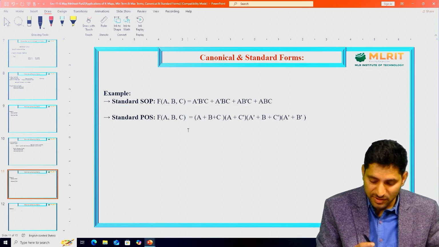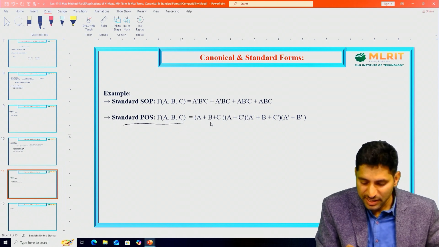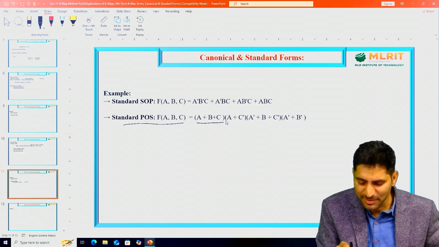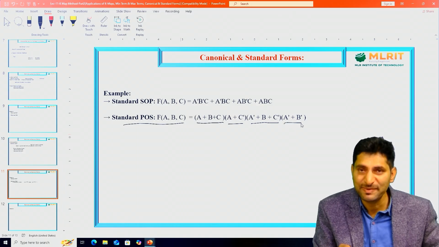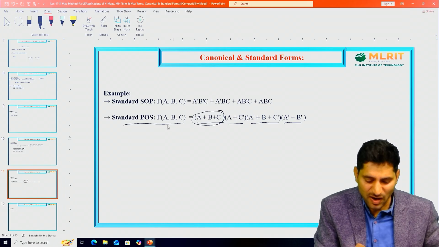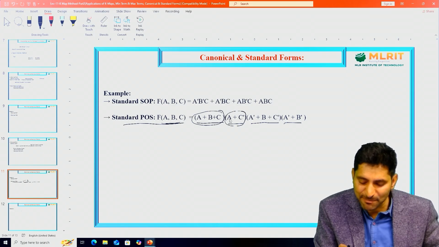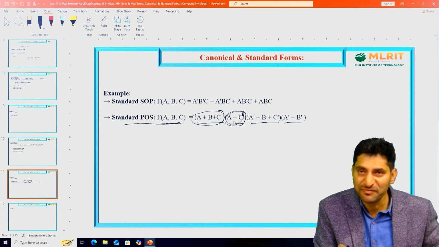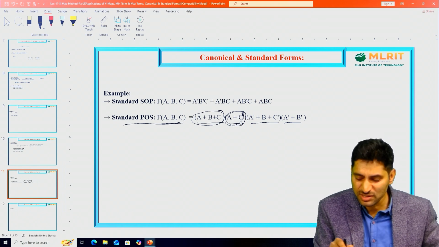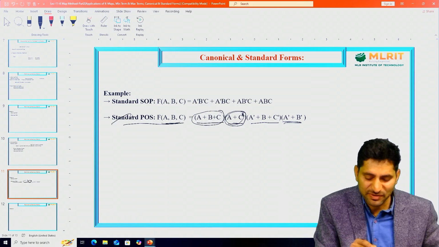If you observe the standard POS form, these terms: A plus B plus C, A plus C bar, A bar plus B plus C bar, A bar plus B bar. Each and every term does not have all the input variables. If you take the second term, A plus C bar, the B variable must be there, but the B variable is not there. So all input variables need not be there to represent these terms. So this is standard POS form.